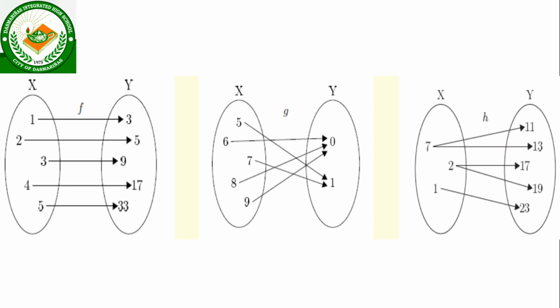But the second one is many to one. 5 and 7 are paired to 1, so many to 1. While for the third one, we have 7 is paired to 11 and 13. That makes it 1 to many. So in the first place, that is not a function. So the second and the third are not one-to-one functions.